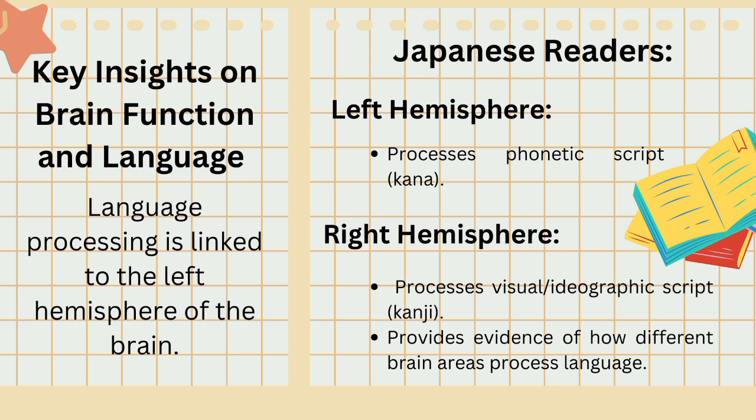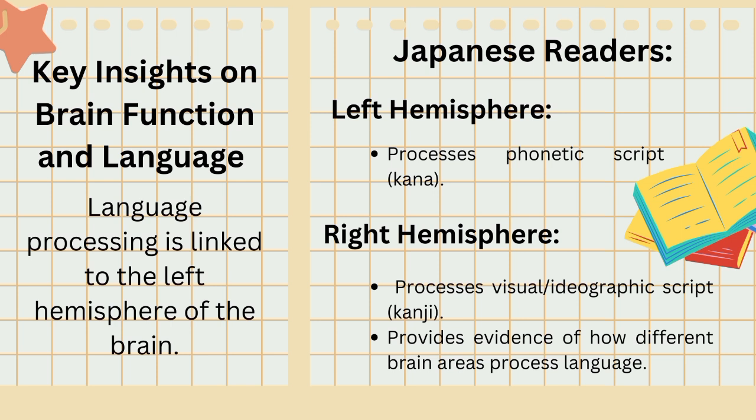So the contrast between deep and surface dyslexia reveals different access routes to the lexicon. Deep dyslexia suggests a semantic route where the meaning of the word is accessed, while surface dyslexia points toward a visual route where the word's visual form is recognized directly. Further evidence from Japanese readers.